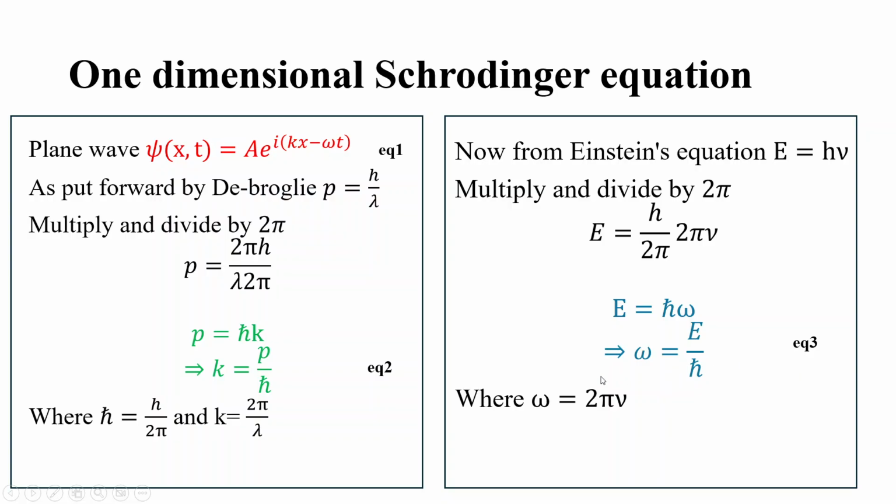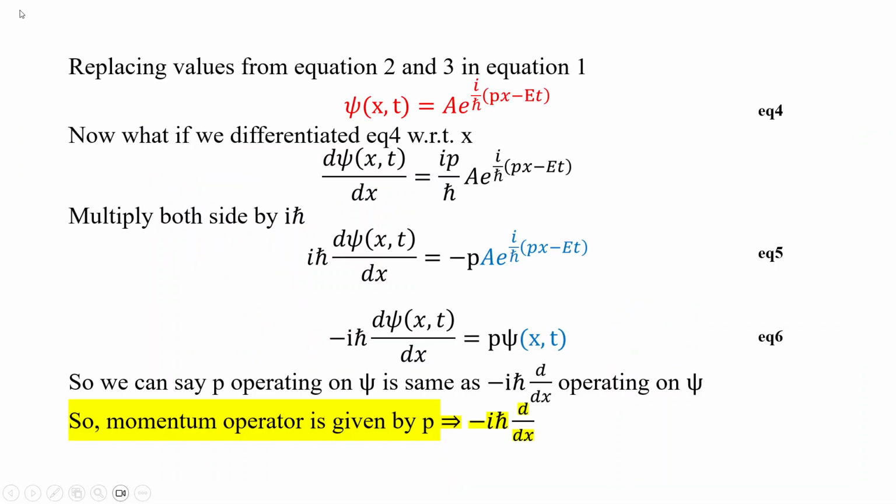Now we will replace the values from equation 2 and equation 3 in equation 1. So what will we get? We get psi(x,t) = A exp(i/h cross (px - Et)). Let's say this is equation 4.